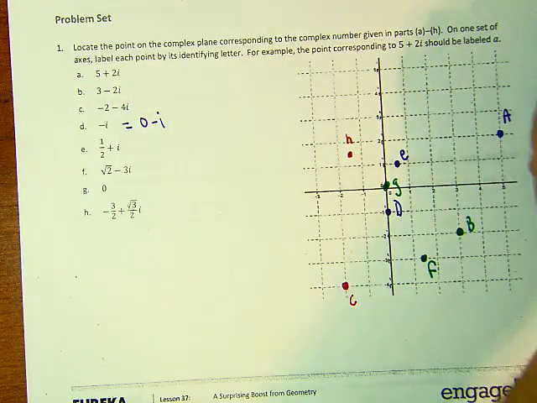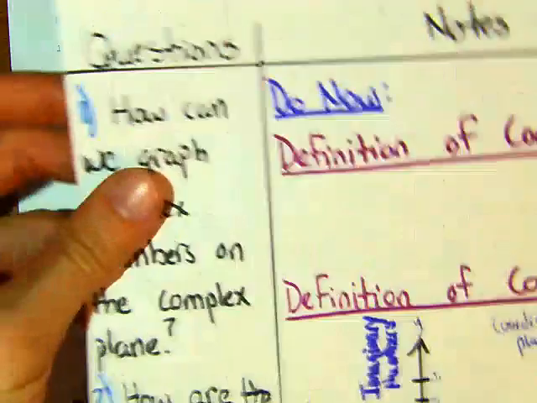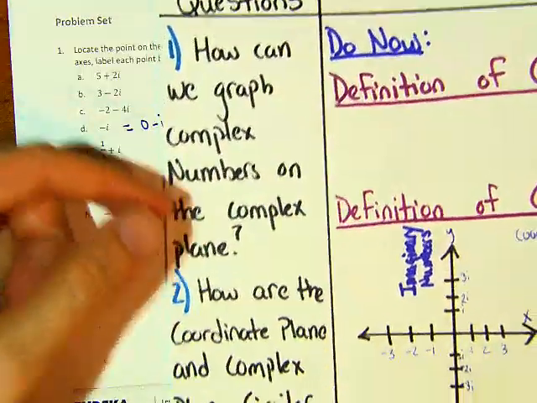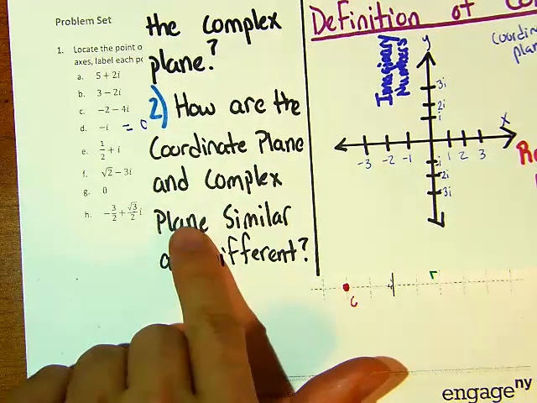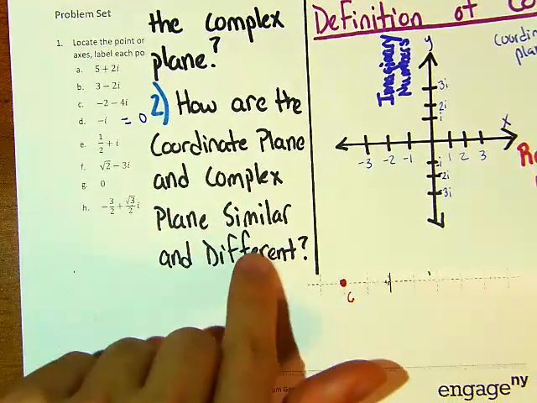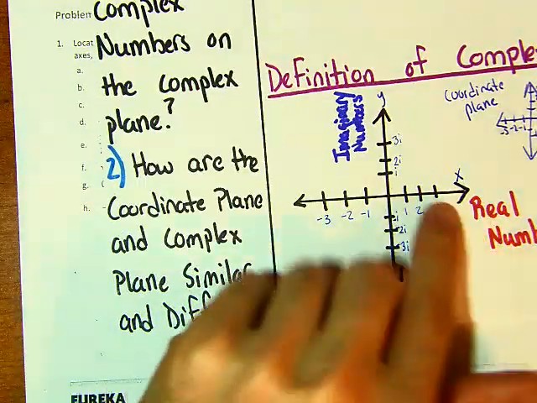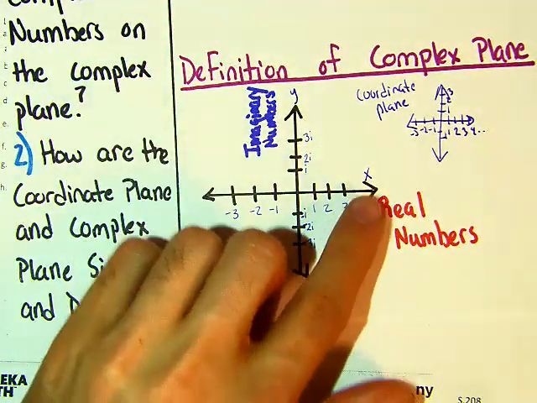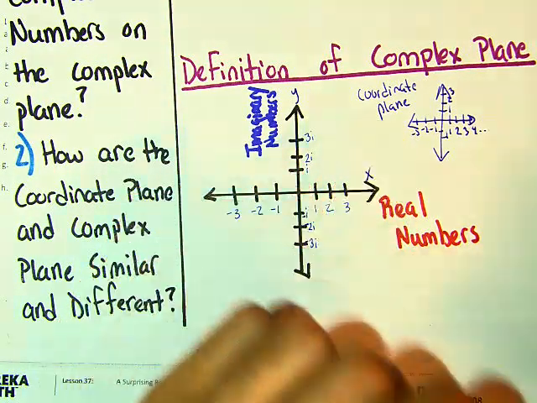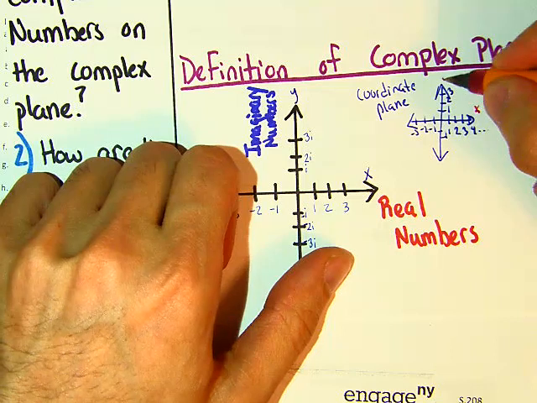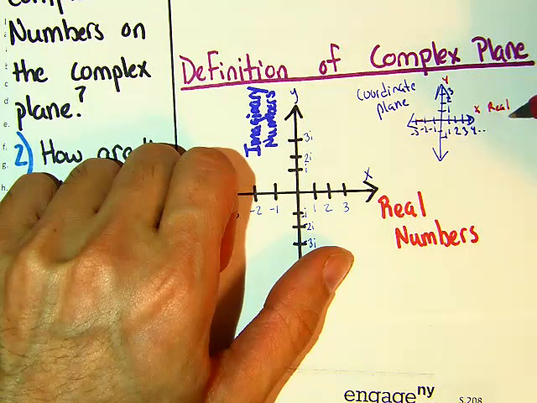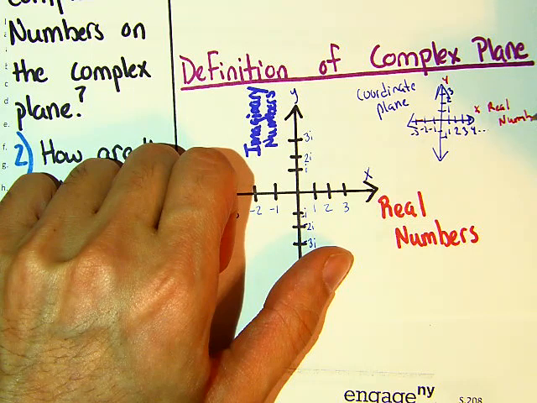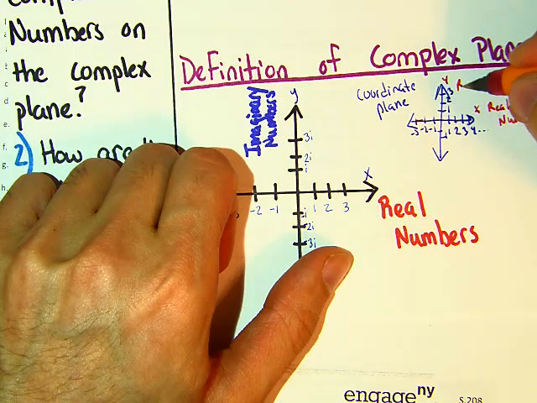So we completed the first question, how we graph them. Second question: how are the coordinate plane and the complex plane similar and different? Here, we don't really think about it, but when we're in the coordinate plane, our x-axis and y-axis are both real. This is the real number line, and this is the real number line.